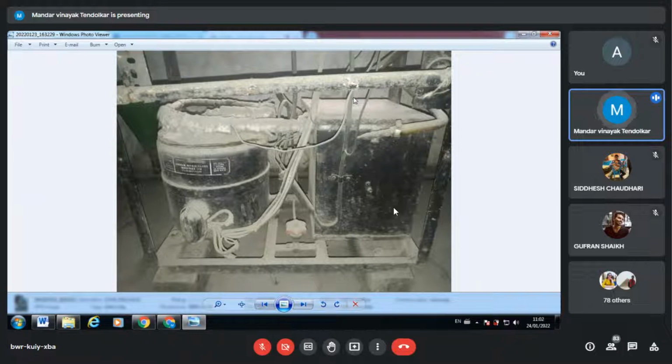And probably that is the reason it is still working. Sir, where is the power meter, sir, for measuring power? Wait.